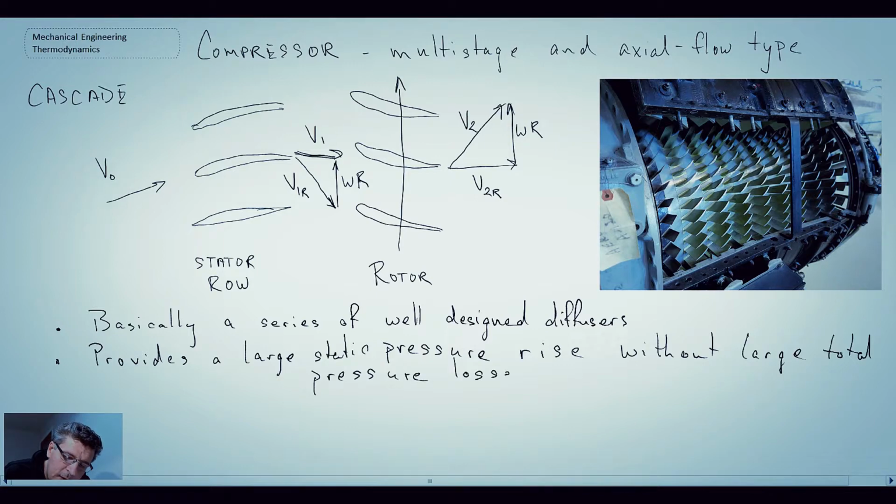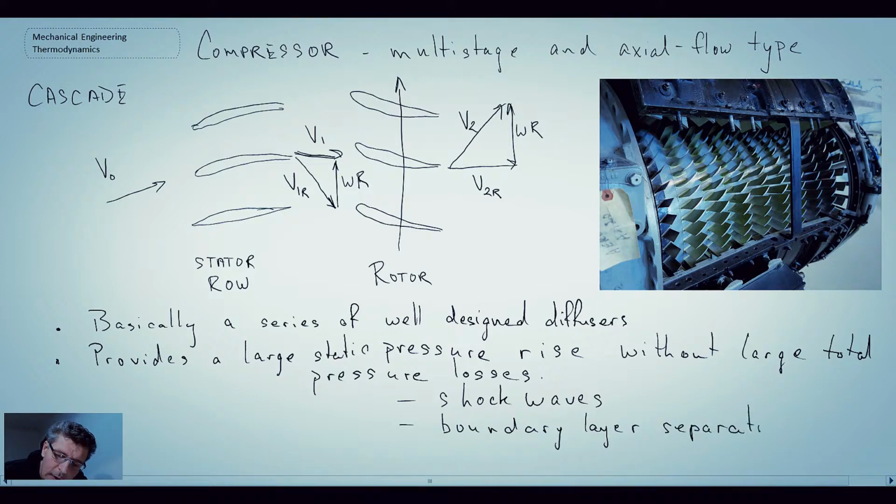Now, where could you get large total pressure losses? It could be from things such as shock waves. And it could also be due to boundary layer separation. You do not want to have separated flow. That's where the boundary layer detaches from your airfoil within the compressor cascade. Those in themselves will result in pressure losses. We want to avoid those. And so that is the compressor.